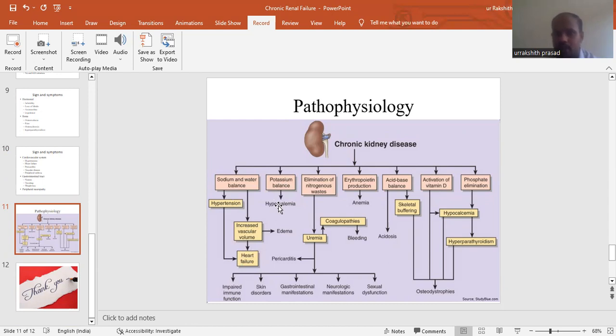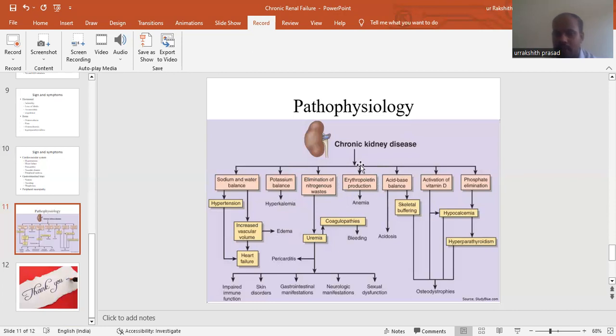So the electrolytes are going to get imbalanced. There is a greater amount of potassium staying in the body, and potassium staying means it affects the heart rate. That may lead to hyperkalemia. Next, the kidney is not able to eliminate the nitrogenous waste, so blood urea nitrogen keeps on accumulating in the blood. We call this uremia, and it is going to occur.